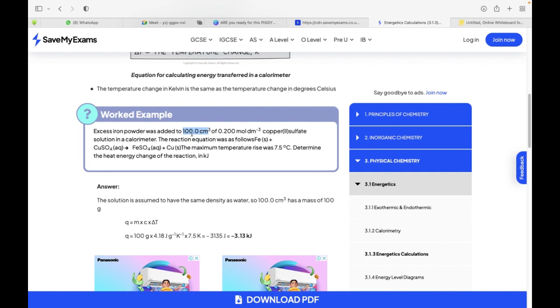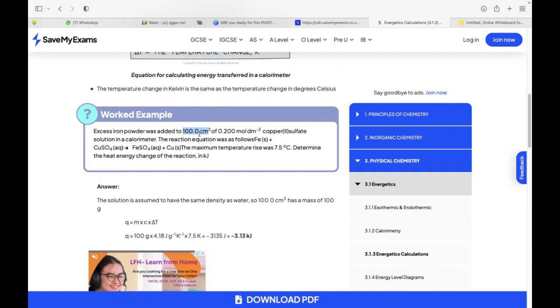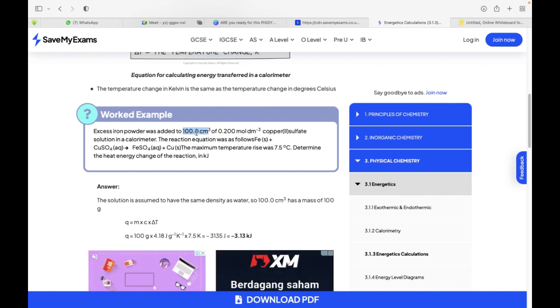Okay, it's not a big deal because this is in mole per decimeter cube. If we are doing any molar calculation, we have to change the volume to decimeter cube. But for this question we don't need volume, so we don't have to bother ourselves.